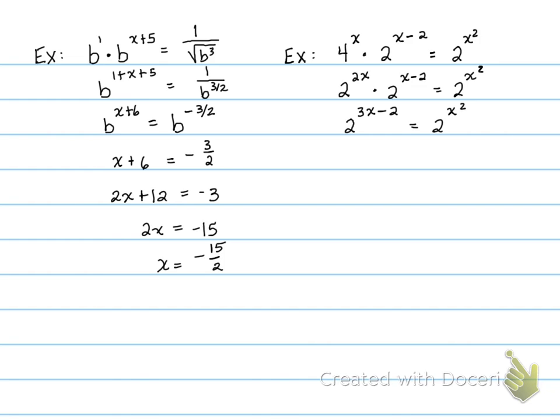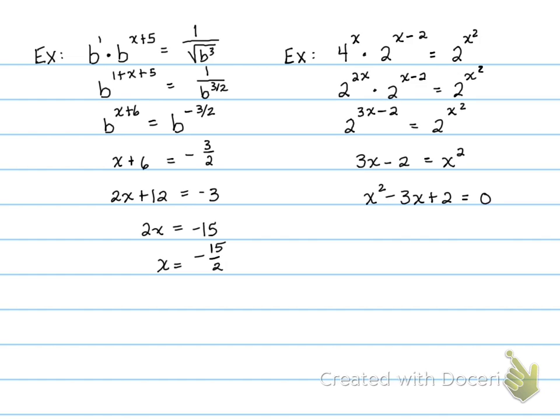And now we can set our exponents equal to one another. So 3x minus 2 equals x squared. What type of equation is this? Quadratic. So I want to get a 0 on one side because there's an x squared. I'm going to get a 0 on the left side because I like to keep my x squared positive. So I'll subtract 3x from both sides and add 2 to both sides. So x squared minus 3x plus 2 equals 0.